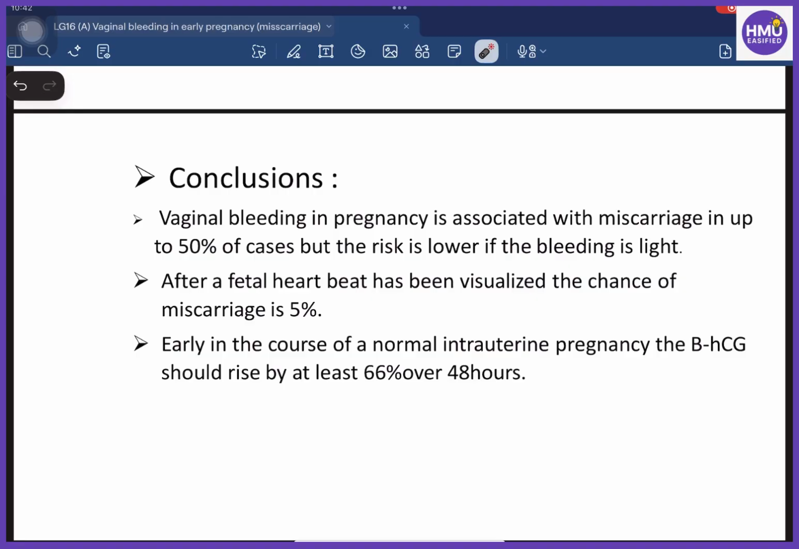It may resolve. Early in the course of normal intrauterine pregnancy, the beta HCG should rise at least 66% over 48 hours. It's not double, it's 66%. I give a percentage, 66%, over 48 hours. And thank you.